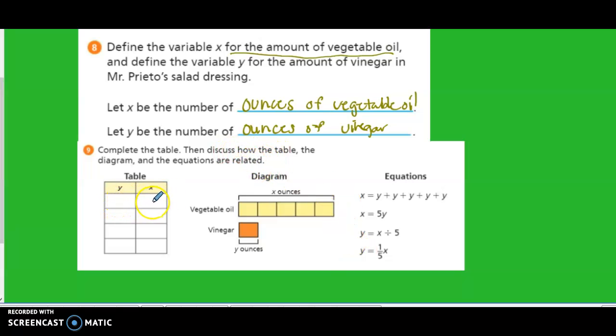But if X is the number of vegetable oil, if I have 5 ounces of vegetable oil, I have 1 ounce of vinegar. If I have 2 ounces, I need to have 10 here. If I have 3 ounces, 15, 4 ounces, I have 20. Now, did I do that right? Is it 5 vegetable oil to 1? Yep. Okay, here's a diagram showing that tape diagram method.